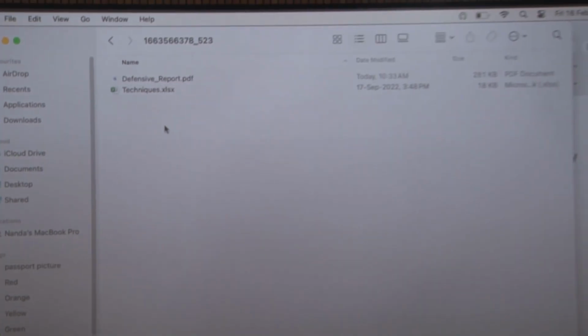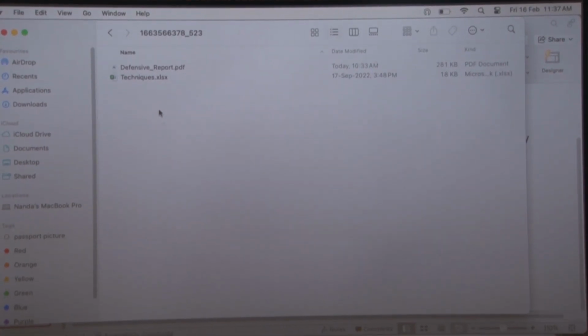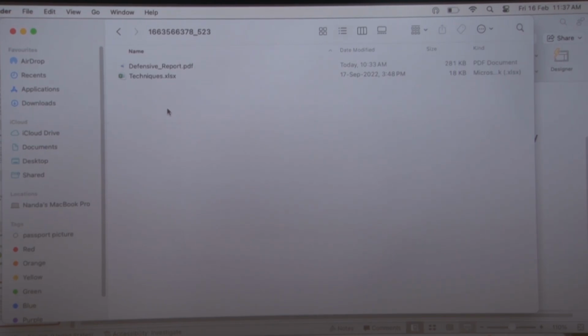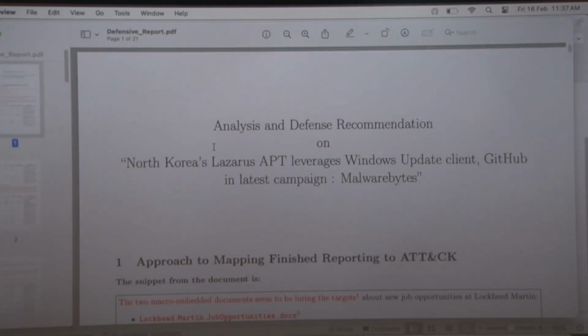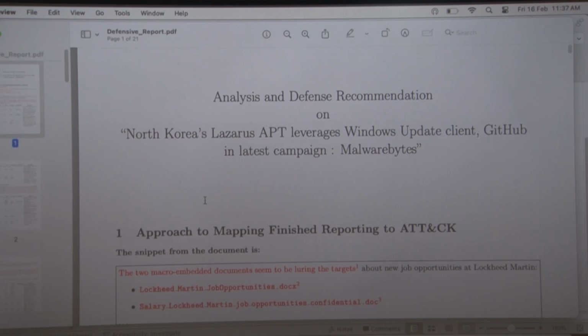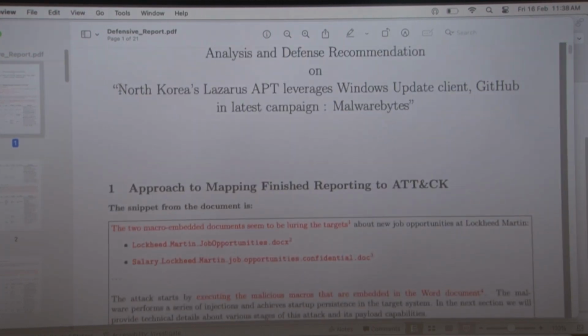Okay. So if you have any doubts, you can ask. Otherwise, we'll go with a demo of that defensive recommendation. We already saw one case study in the previous class. Now today we'll go with a different one. Any doubts? So this is the analysis and defensive recommendation for an attack performed by the Lazarus APT group, in which they have this report published by Malwarebytes. Let me show you the report.